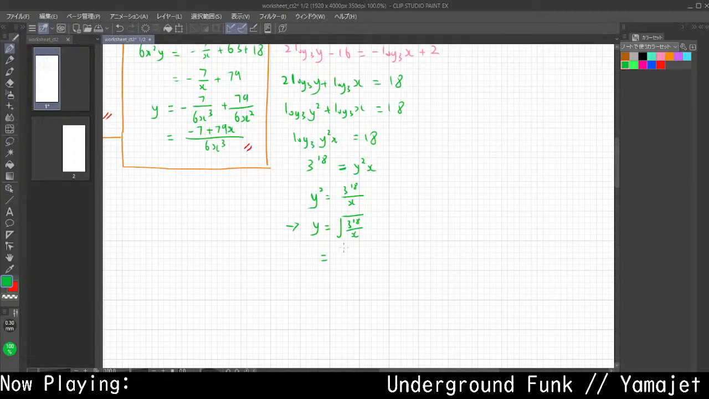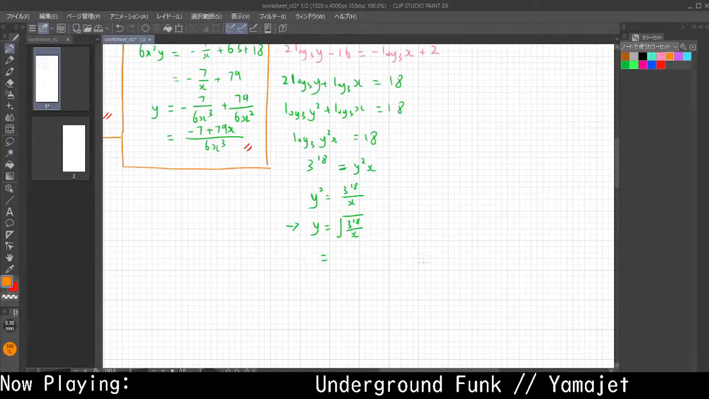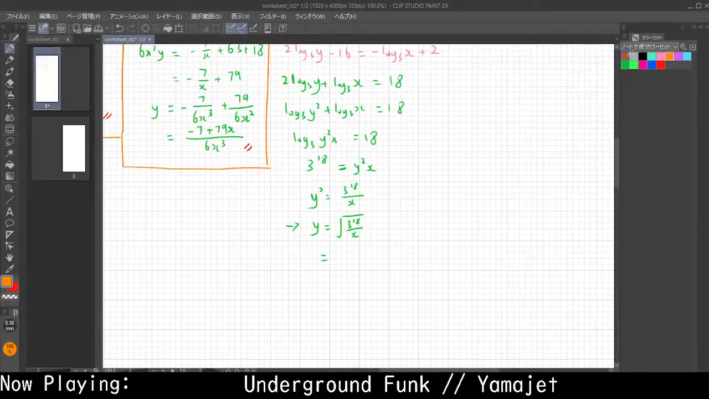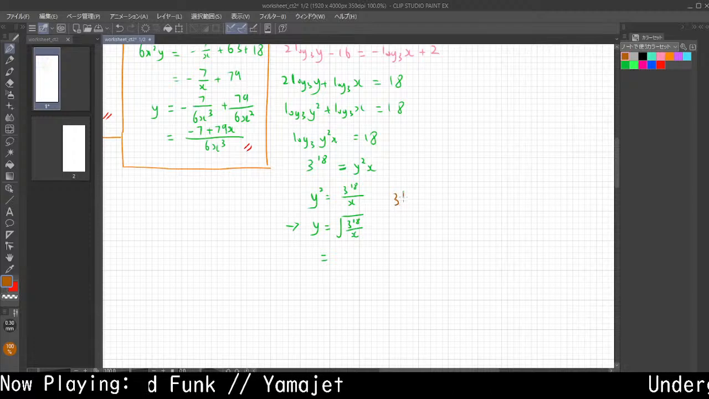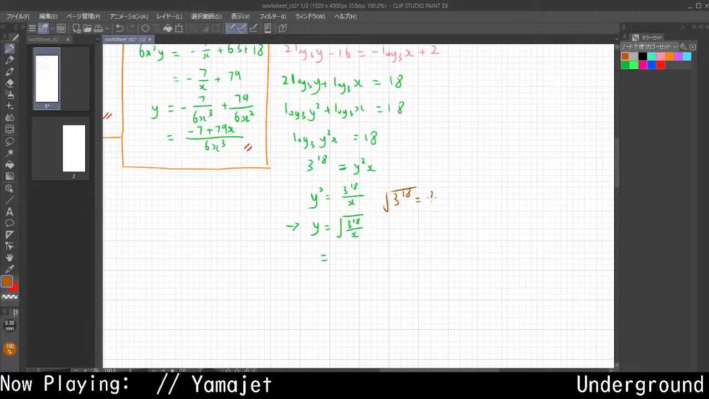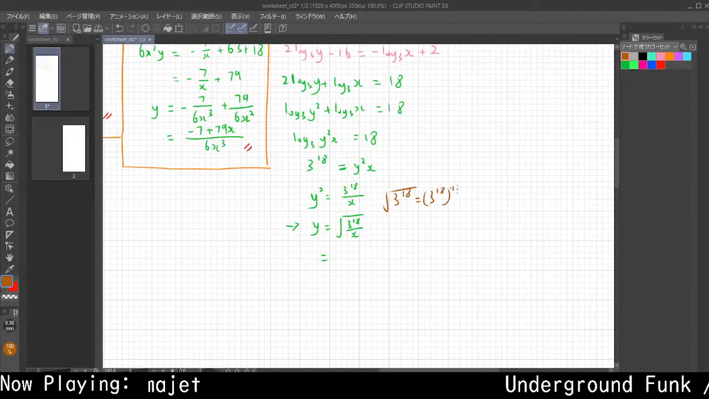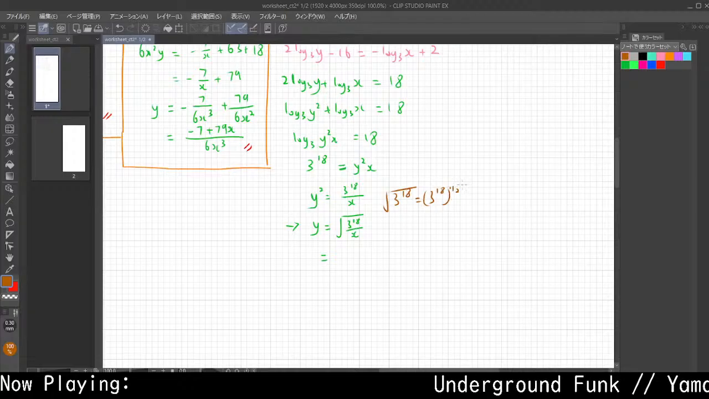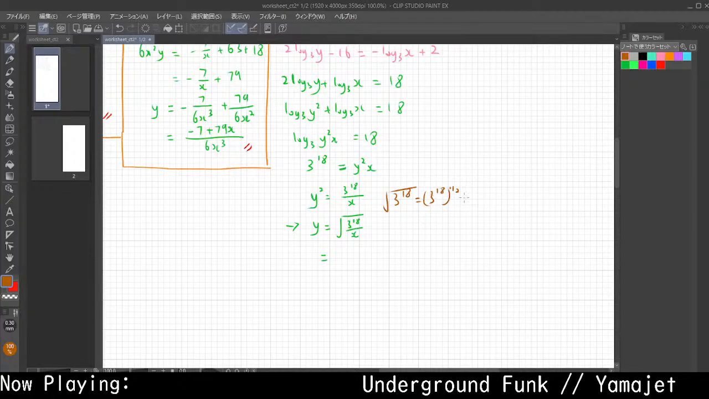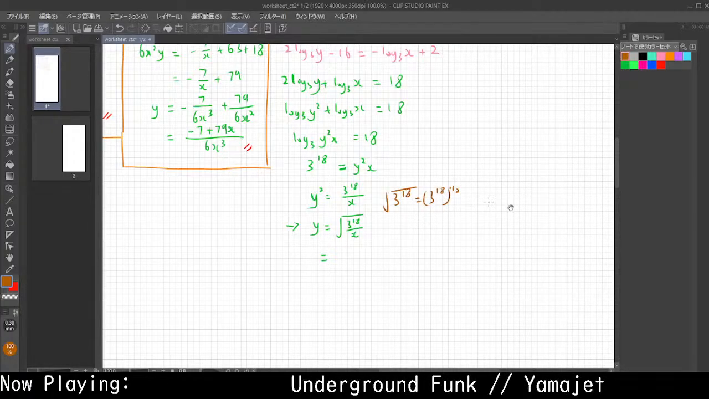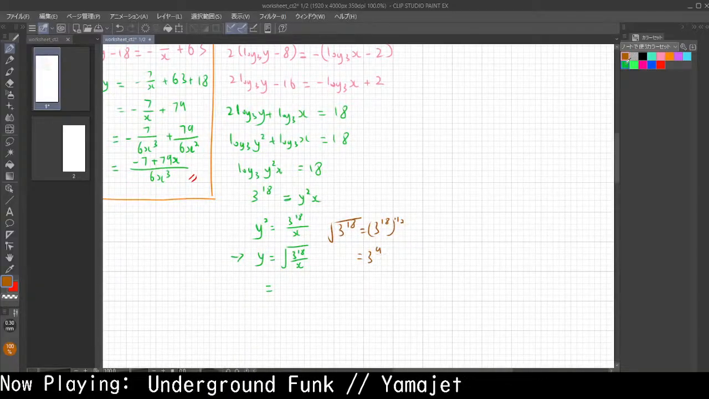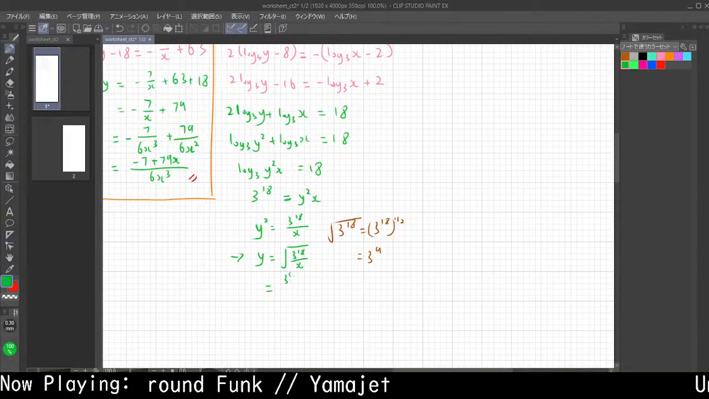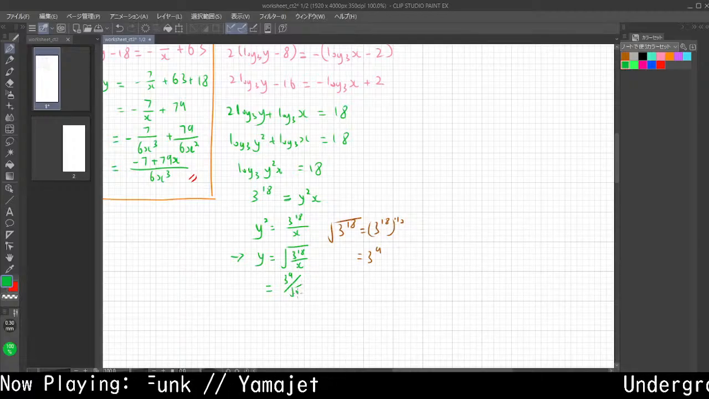But the core idea, if you don't remember, this needs memorization, refreshing. The core idea is, if you have the square root of 3 to the power of 18, your square root can be turned into power of 1/2, and both powers you multiply together. 18 divided by 2, you get power of 9. That's how the power of 9 comes from. Okay, that's why over here I'll put 3 to the power of 9 over square root x.